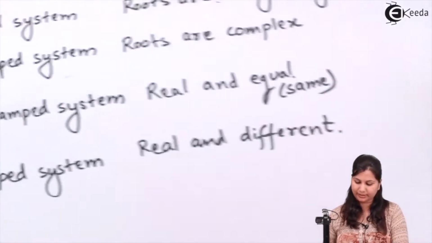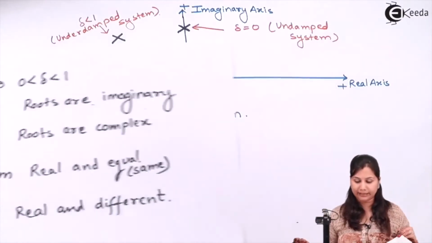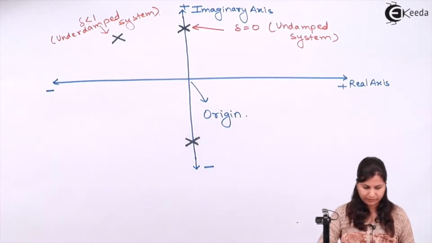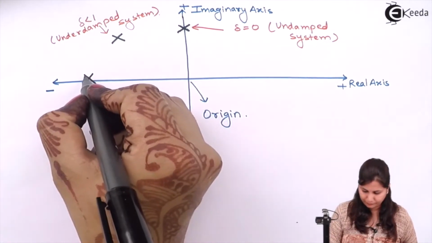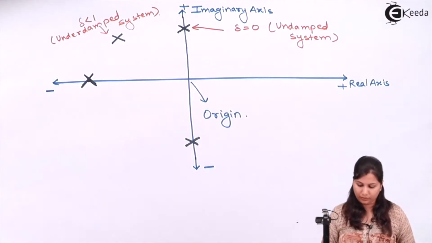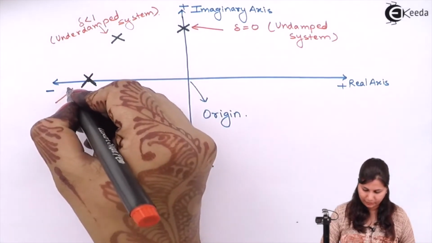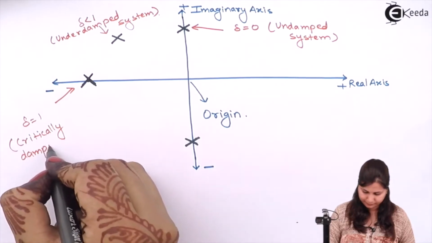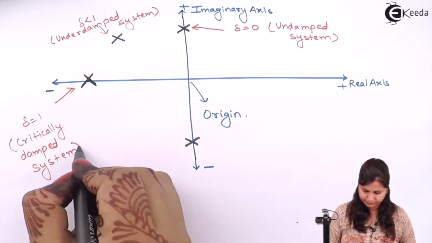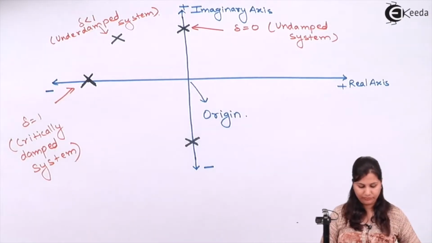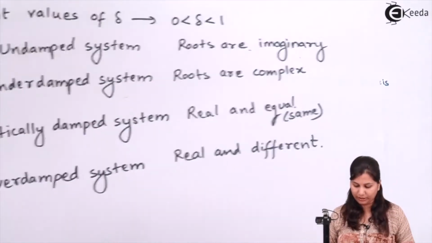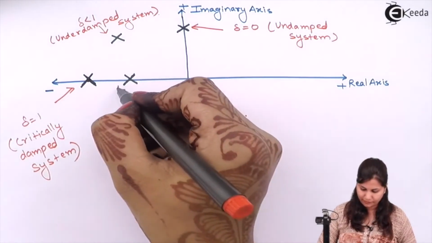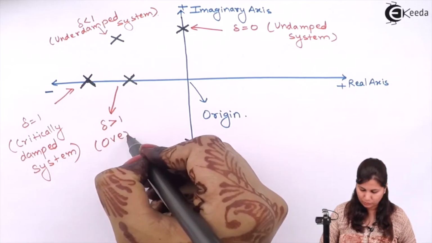Then we have a critically damped system, when del is equal to 1, the roots are real and equal. Real means they will lie on the real axis, and equal means they are at the same position. So we will have this as the location of the pole or roots. This is when del is equal to 1, and the system is critically damped. Now for the overdamped system, the roots are real but different. So it will lie somewhere here. This is the condition when del is greater than 1, or the system is overdamped.